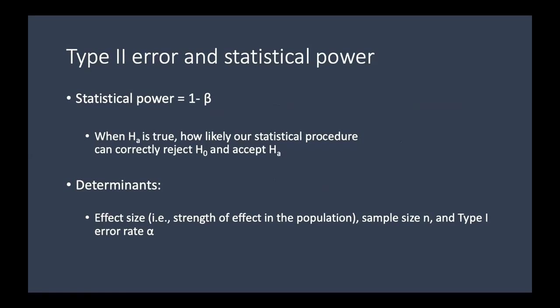Statistical power is, when the alternative hypothesis is true, how likely our procedure can correctly reject the null hypothesis and accept the alternative hypothesis. That's statistical power. And that translates into how likely our study can be replicated under the exact testing conditions.